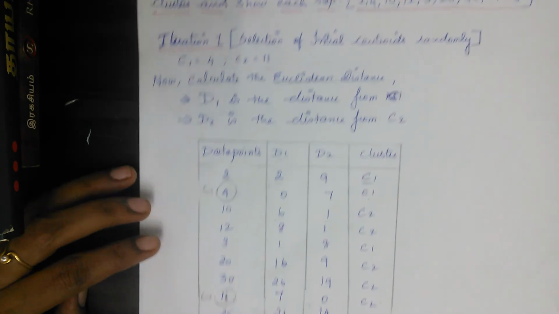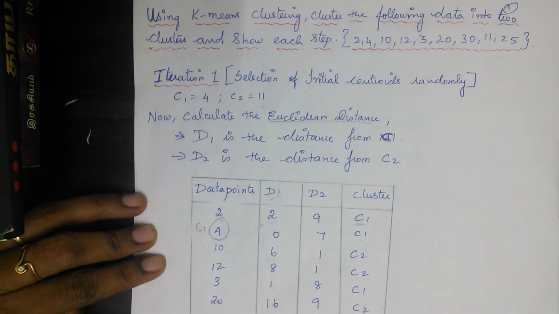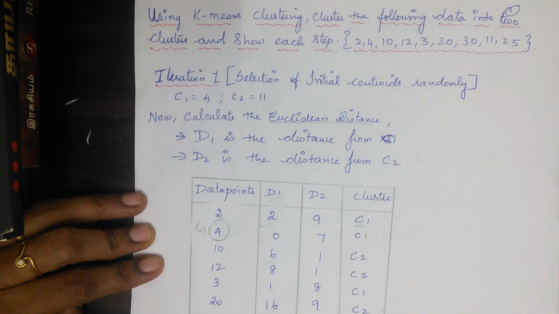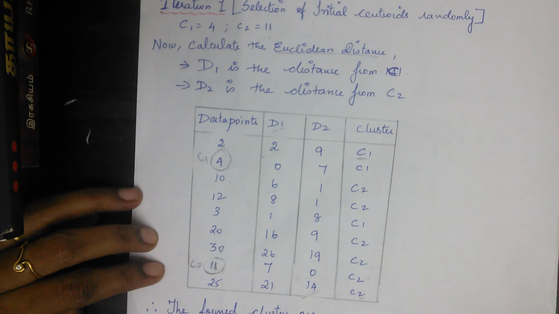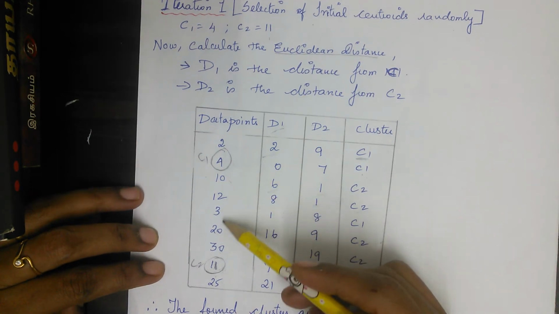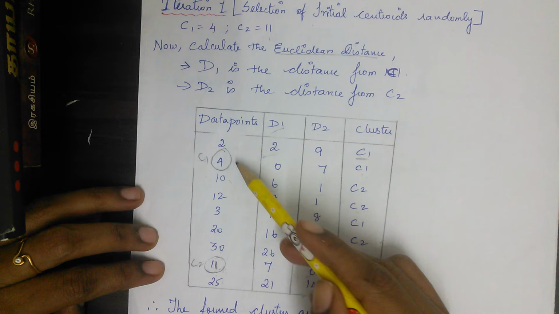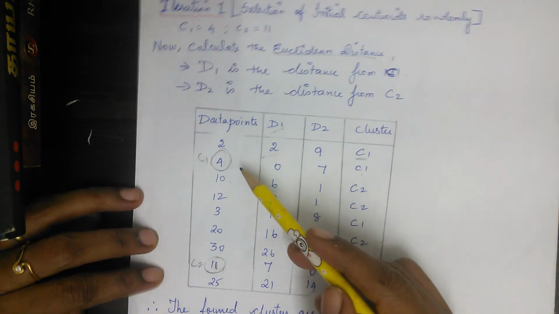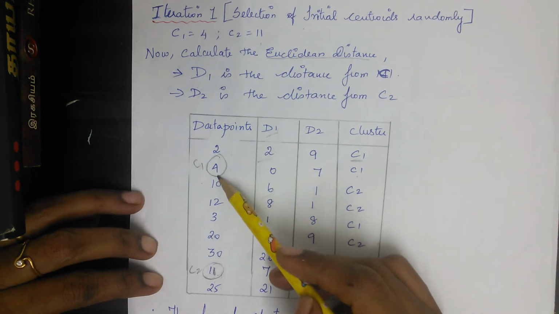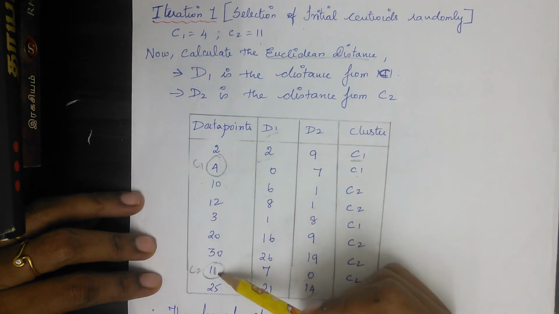So the first step is iteration 1, which is nothing but the selection of initial centroids randomly. You have 9 data points here, from 2 to 25: 1, 2, 3, 4, 5, 6, 7, 8, 9 data points. And then I'm going to initially select random centroids. So here I'm going to select the first centroid as 4 and the second centroid as 11.